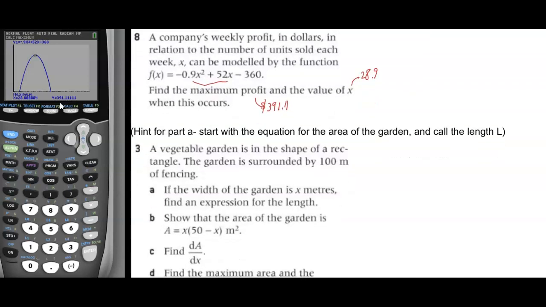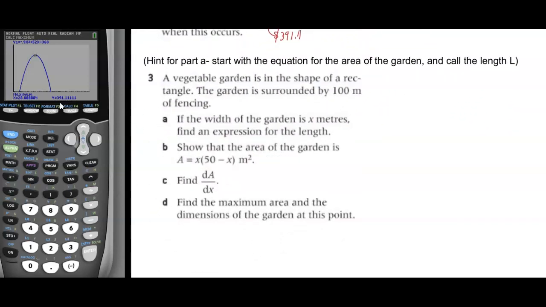All right, number 3. A vegetable garden is in the shape of a rectangle. The garden is surrounded by 100 meters of fencing. Hint for part A: start with the equation for the area of the garden and call the length L. So what is the area of a garden? Area equals length times width, because it's a rectangle. It's surrounded by 100 meters of fencing, so that would be around the rectangle.